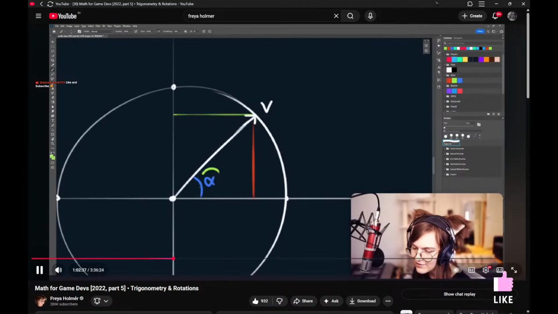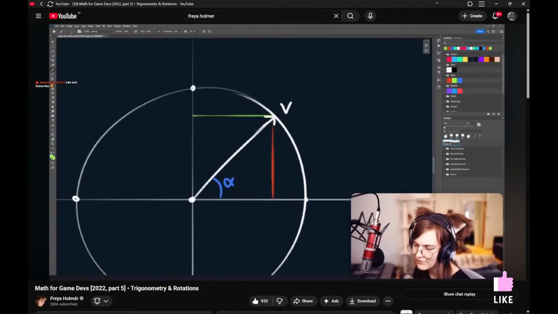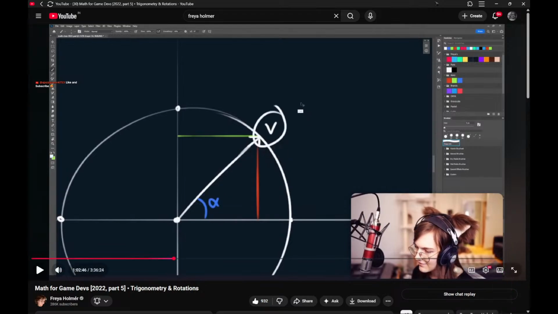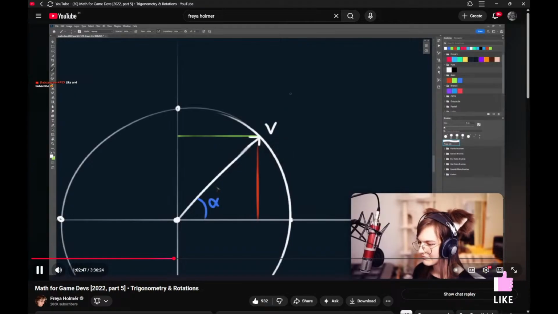If you only know the angle, then you need to somehow figure out how to convert it to a vector. Because an angle is just a number, and a vector is two numbers, right? You have an x-coordinate and a y-coordinate.